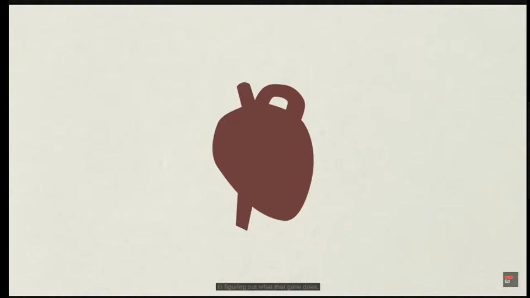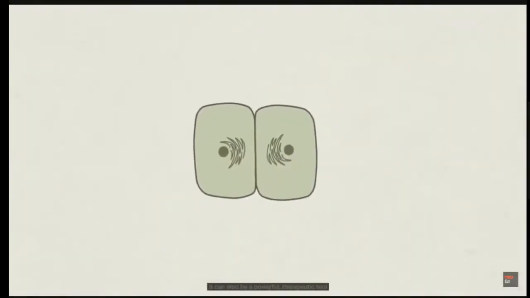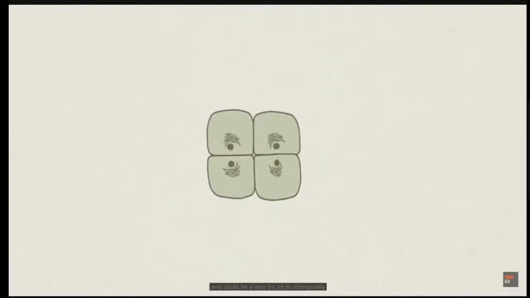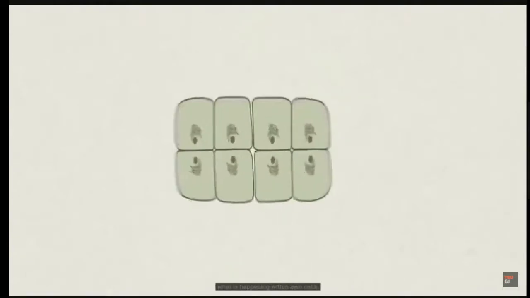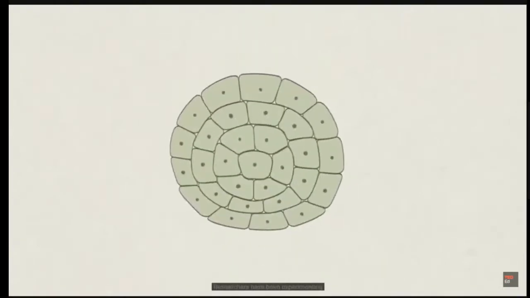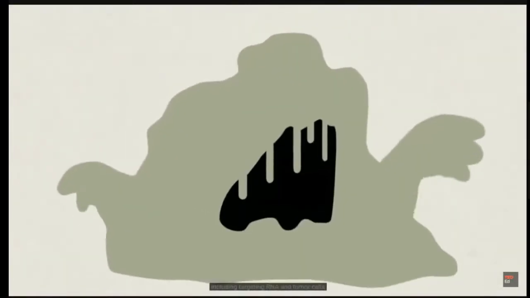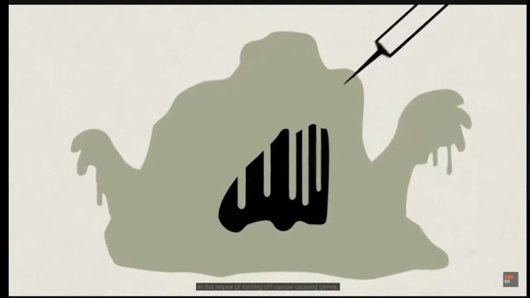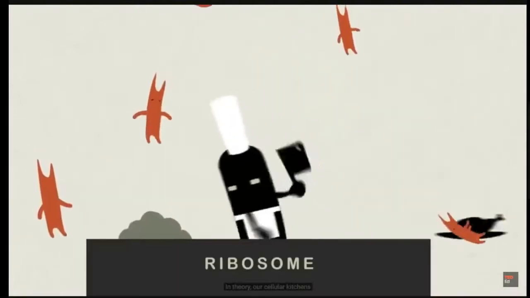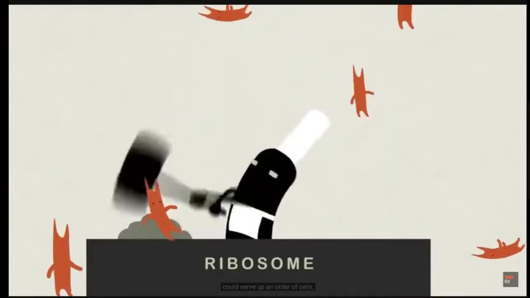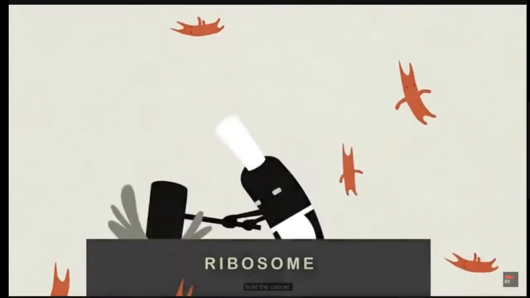But RNAi isn't just for understanding how things happen. It could also be a powerful therapeutic tool and could be a way for us to manipulate what is happening within our own cells. Researchers have been experimenting with using it to their advantage in medicine, including targeting RNA in tumor cells in the hopes of turning off cancer-causing genes. In theory, our cellular kitchens could serve up an order of cells, hold the cancer.